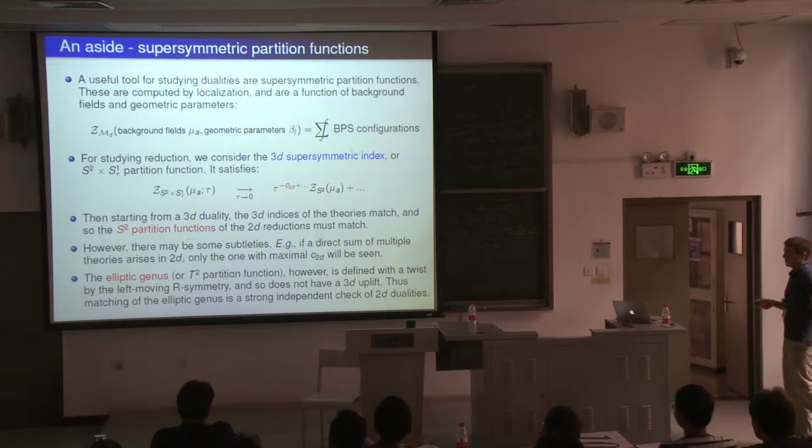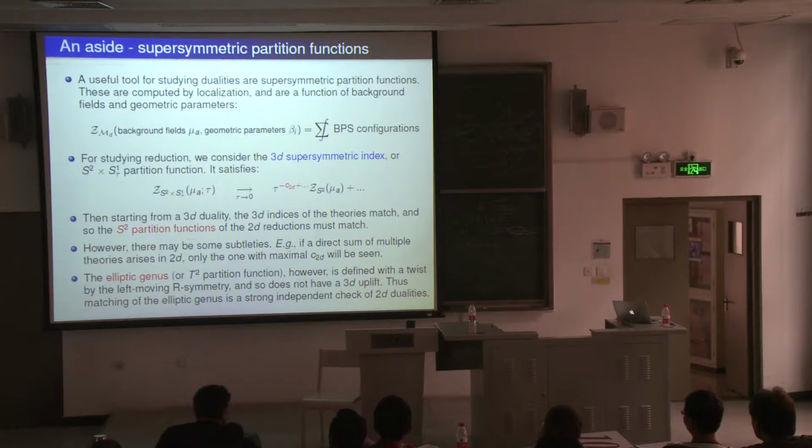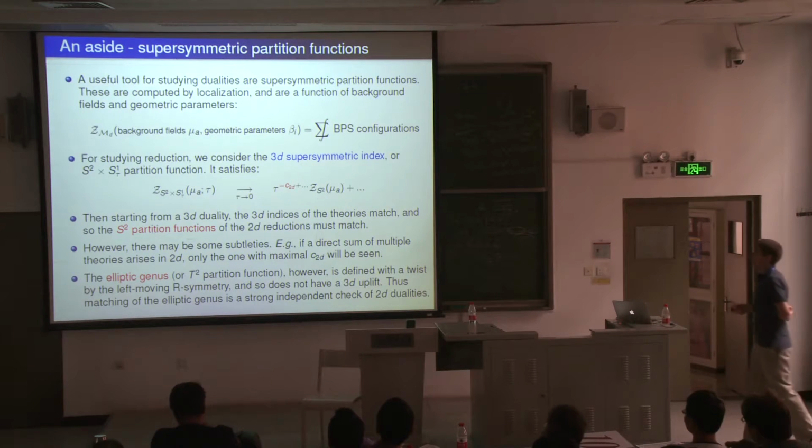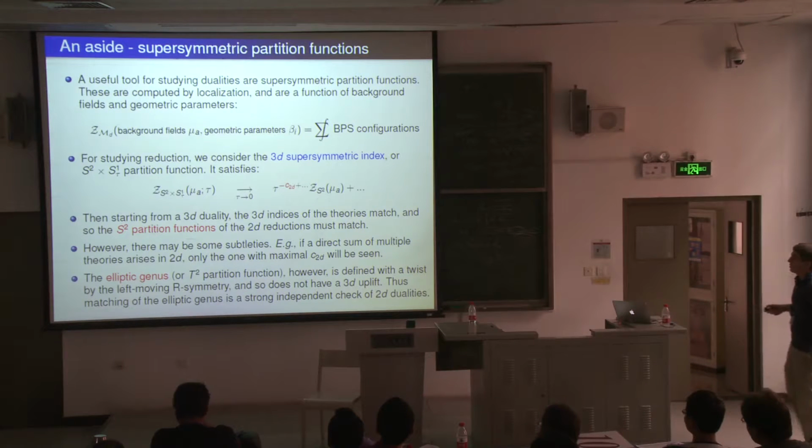There can be subtleties in this. For example, if we have a direct sum of theories in 2D, then we'll typically get a sum of terms like this weighted by different factors, and only one of them will be dominant. So we typically only see the contribution from one of these branches. That has to be understood to properly take this limit, but that can be done. So the matching of the S2 partition functions is automatic, starting from a 3D duality.